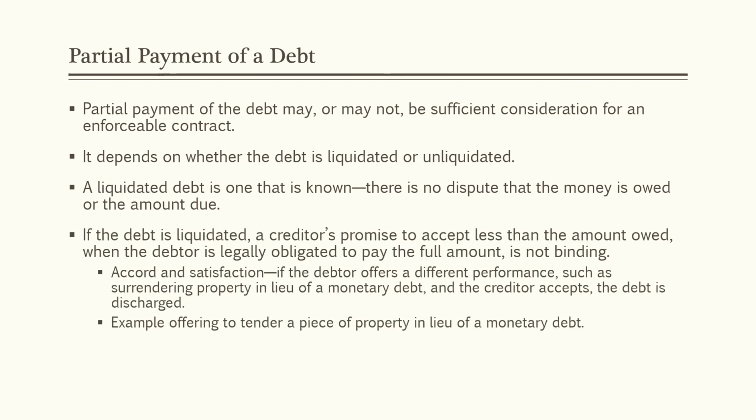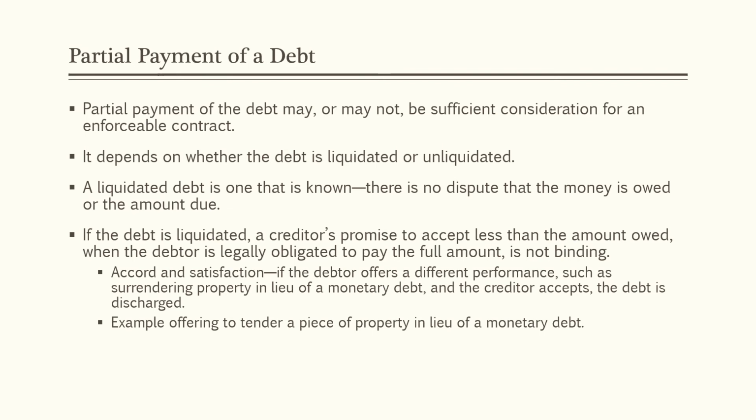If the debt is liquidated, a creditor's promise to accept less than the amount owed when the debtor is legally obligated to pay the full amount is not binding. Now there is an exception to this rule, and it's called accord and satisfaction. Accord and satisfaction is a term of art, but it means that if the debtor offers a different performance, such as surrendering property in lieu of a monetary debt, and the creditor accepts, the debt is discharged.